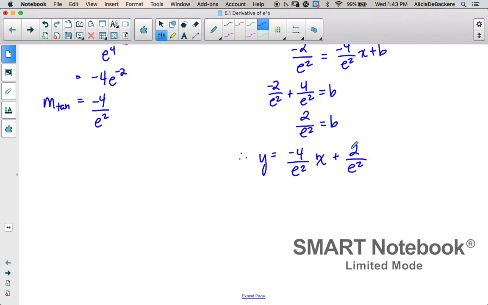So there's my answer in y equals mx plus b form. If the question specified that I need standard form, I would multiply through by e squared. And then rearrange so that the coefficient on the x term is positive.